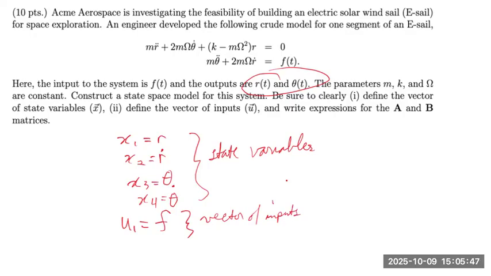So now we want to write the state equations. So what are the state equations going to be? Basically, we see that x1 dot is equal to x2, because r dot is equal to r dot. So x1 dot is equal to x2.